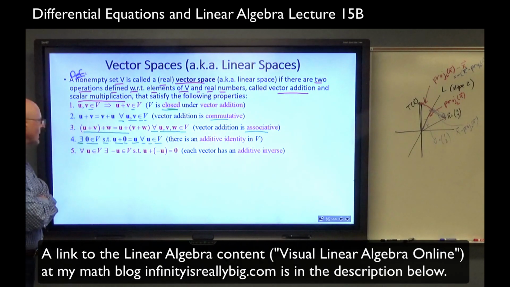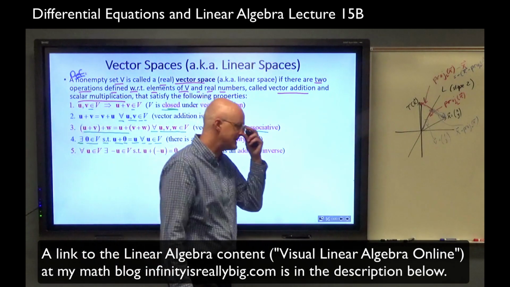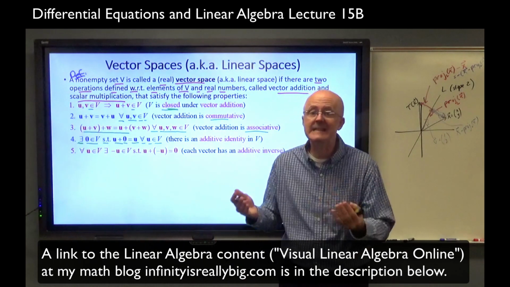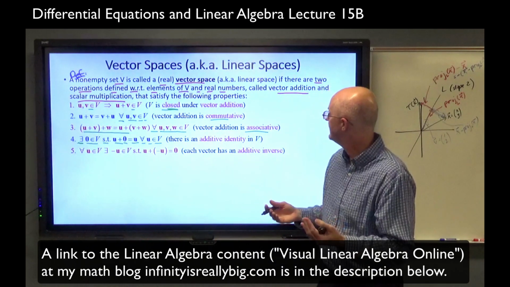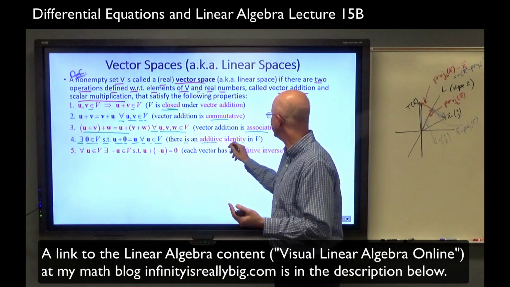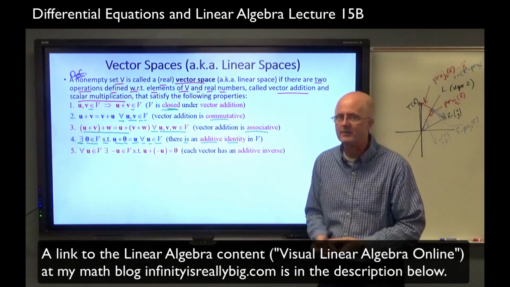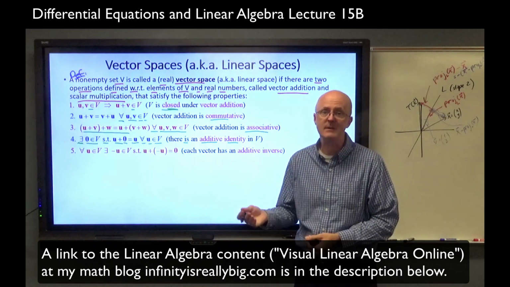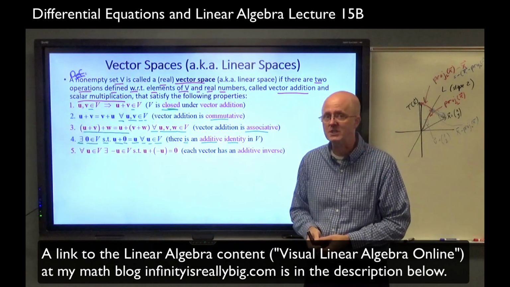Isn't that obvious? Well, no, it's actually not obvious in the theory, in this definition, because I need to say there is a zero vector. That is what this means. There is an additive identity, which we often call the zero vector. It exists in V. There is an element with this property with respect to vector addition.